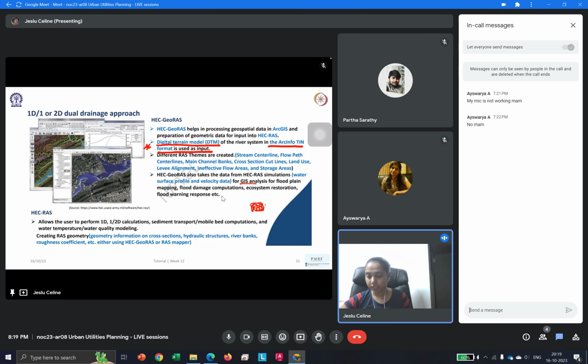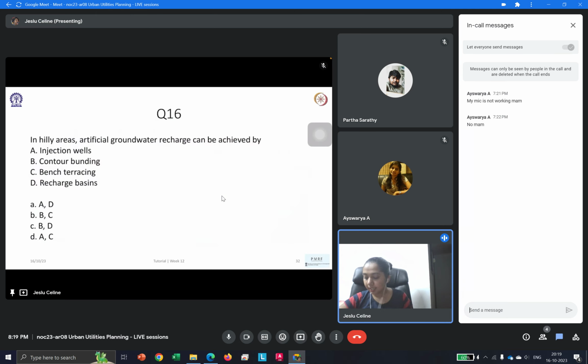Okay, let's go to the next question. Question 16. In hilly areas, artificial groundwater recharge can be achieved by A. Injection wells, B. Contour bunding, C. Bench terracing, D. Recharge basins. You should be able to answer this based on the discussion that we have had today. We've been discussing a lot today. So A, injection well.